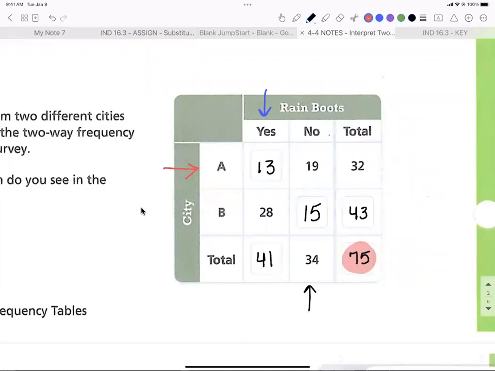And then you always want to just double check yourself, add up your outside column. It should equal 75. Add up your bottom row. It should also equal 75. So they should all converge in that outside corner.